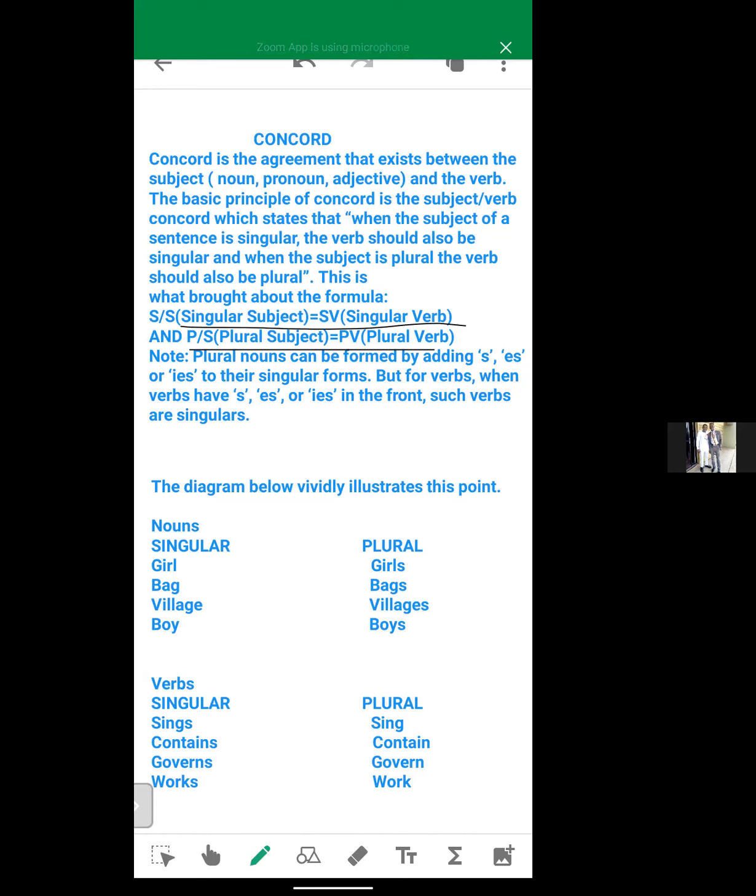Before we continue, we need to understand the structures of plural subjects and plural nouns. It's not that we should just take the feeble frame of saying that plural subjects and plural verbs are whichever verbs and nouns that have S. No. This diagram illustrates how singular and plural nouns can be, and as well the structure of singular verb and plural verb. Let's consider the first one, nouns. Plural nouns can be formed by adding S, ES, and IES to their singular forms. But when verbs have S, ES or IES at the end, such verbs are singular.